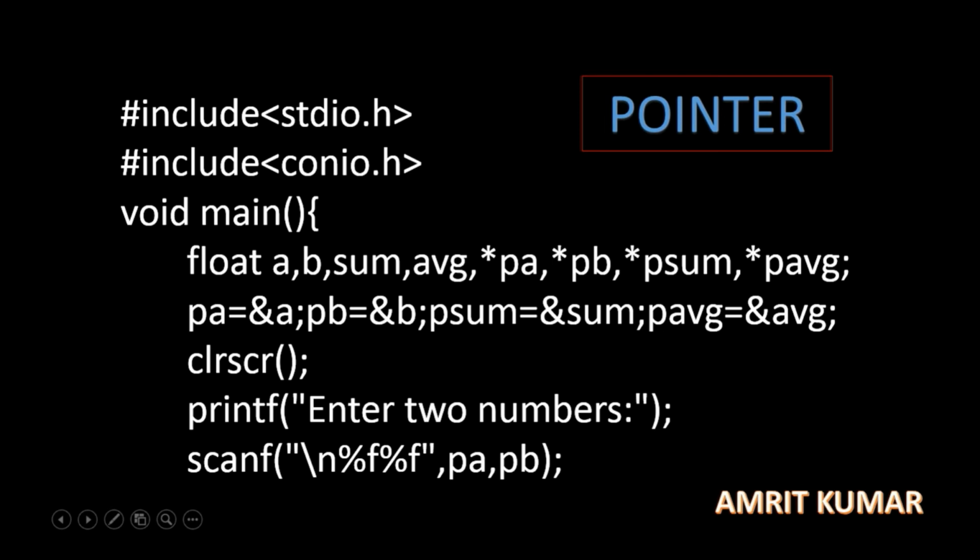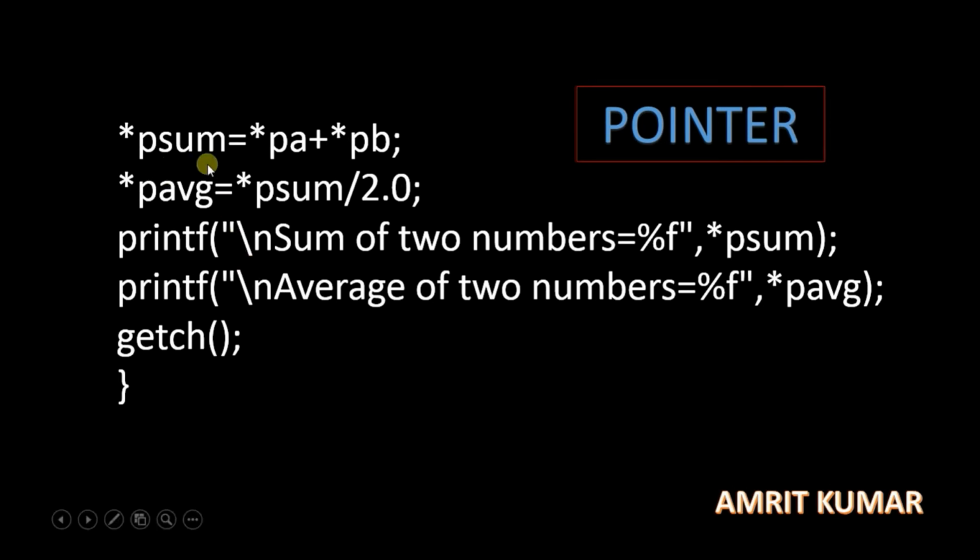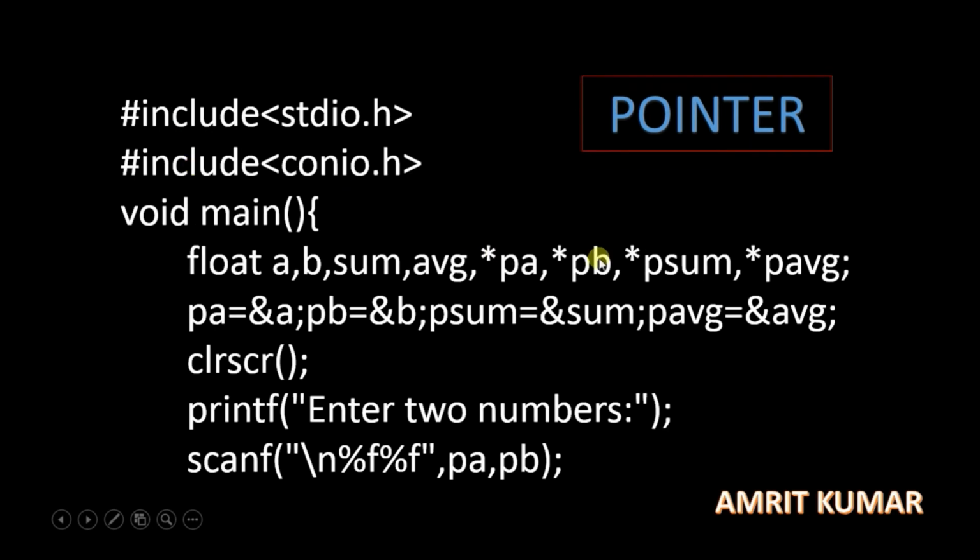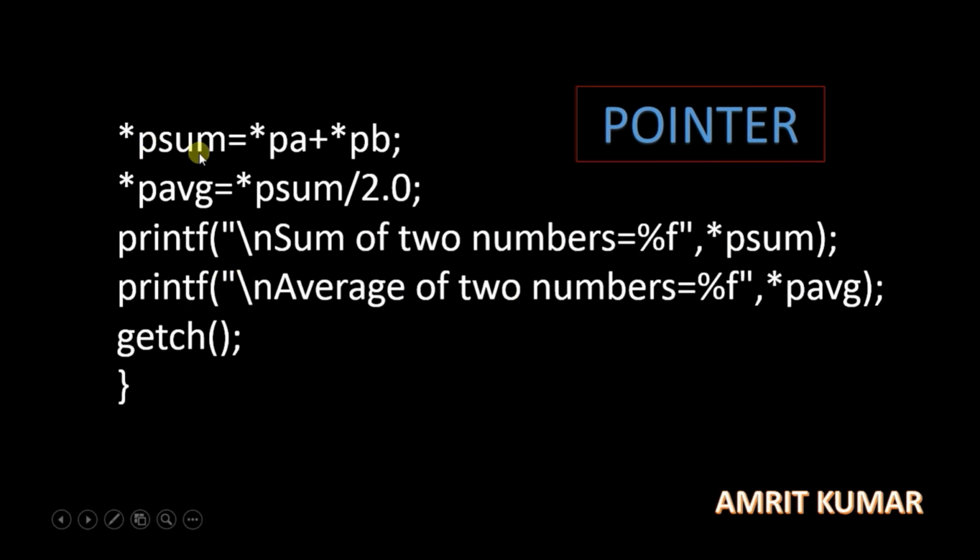Then after the scanf, after getting the two numbers, I will use them for finding the sum and average through pointers. So let's look. Here you are seeing that I am using *psum. We have created the *psum pointer and the *paverage pointer, which are of float data type. For summation, I am adding two variables, that is, pointer a and pointer b. Adding the two pointers here.